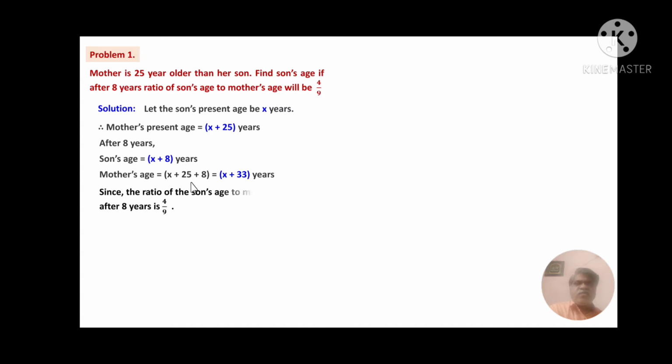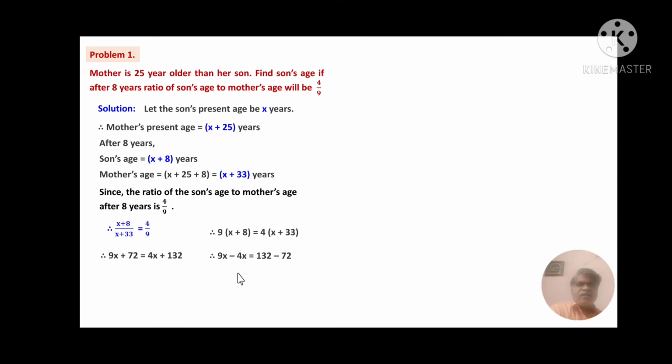Since the ratio of the son's age to the mother's age is given as 4:9, after 8 years we write this equation: x plus 8 upon x plus 33 is equal to 4 upon 9. Now we cross multiply: 9 into bracket x plus 8 is equal to 4 into x plus 33. Solving, the left hand side gives 9x plus 72 is equal to 4x plus 132. So 4x goes to the left side as minus 4x, and 72 goes to the right side, so 9x minus 4x is equal to 132 minus 72.